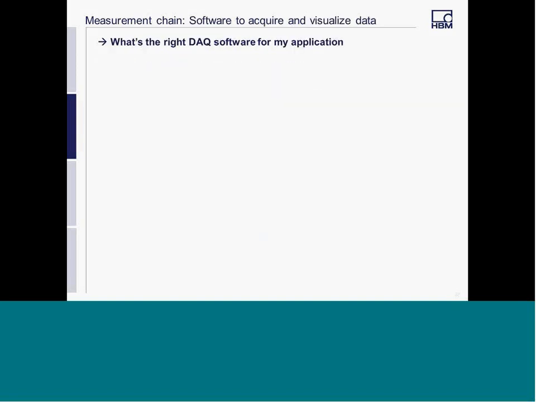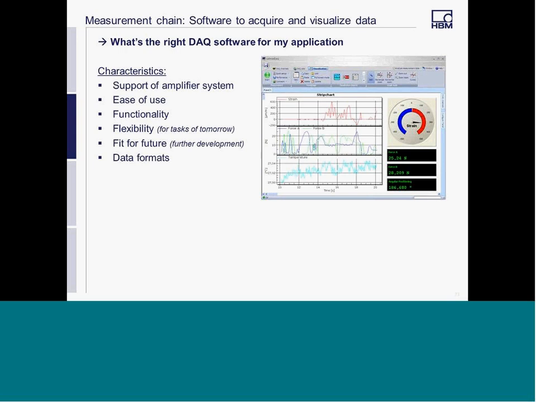Okay, so we have our amplifier. Now the next question will be about the software. I want to distinguish between DAQ software, so for data acquisition, and analysis software. Let's start with the data acquisition. So here you should ask, of course, the first question is, does the software support my amplifier system? First question. Okay. If you stay at HBM, of course, the HBM software supports HBM amplifiers.